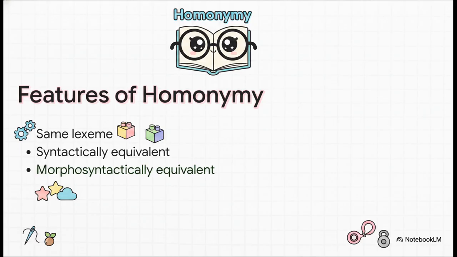Traditional semantics focuses heavily on the medium here. So, homophones share the same pronunciation, like sow with a needle and sow the seed. Homographs share the same graphic form, like lead the guide and lead the metal.